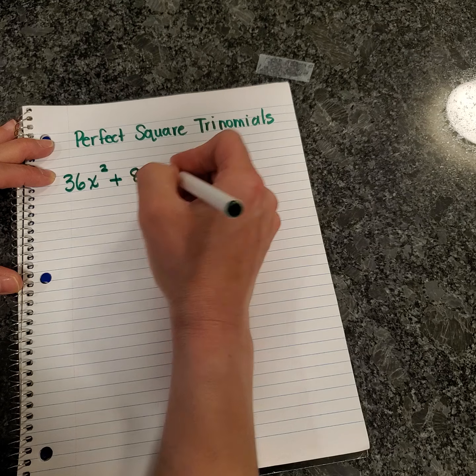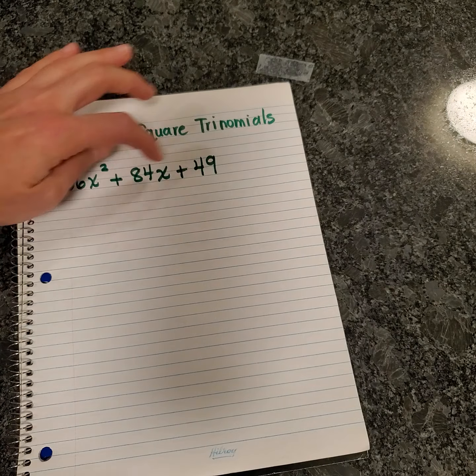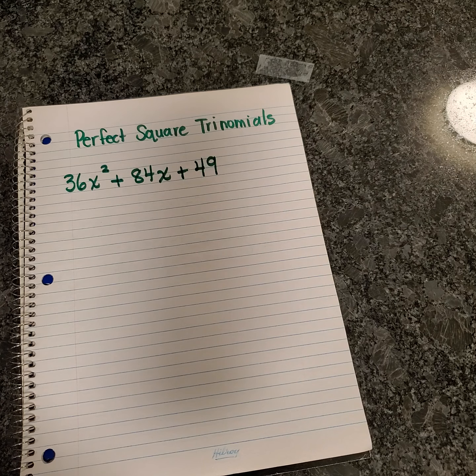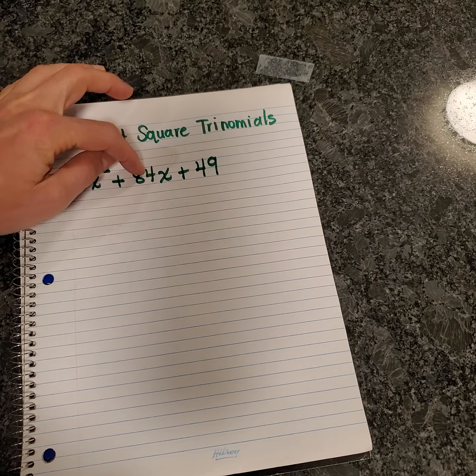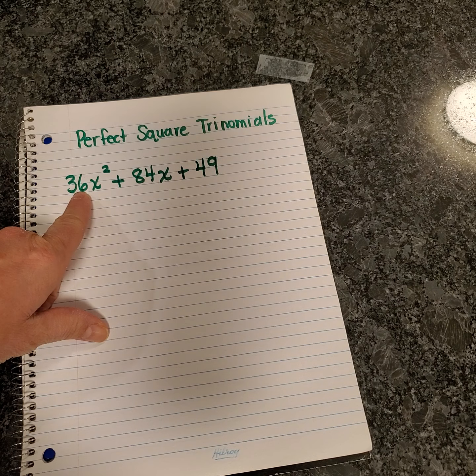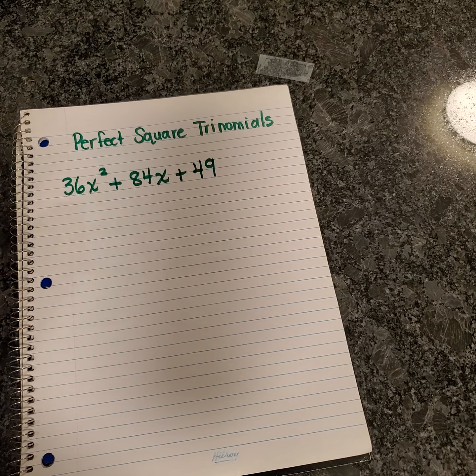Let's say I am being asked to factor this quadratic trinomial, okay? First thing I always try to do is common factor. However, that can't be done here. There are no numbers that divide evenly into 36, 84, and 49. So if I can't common factor, then I try to decide what type of trinomial it is. It's a hard trinomial because x squared does have a number in front of it.